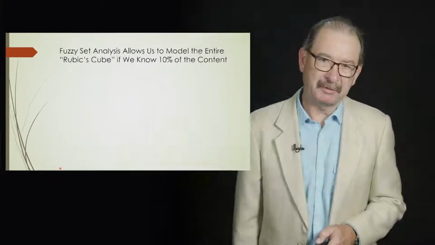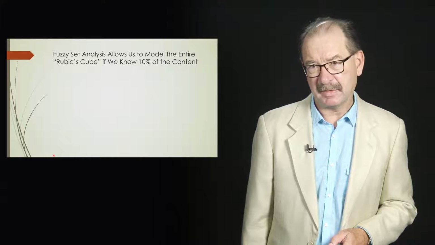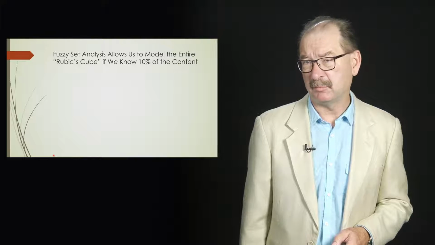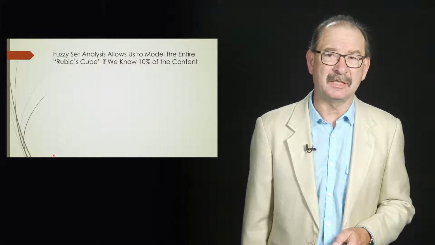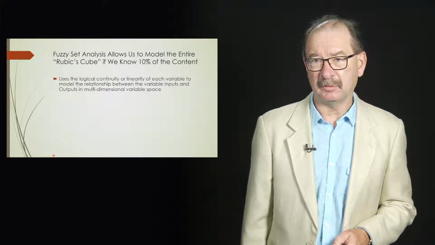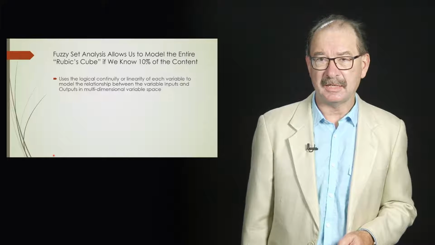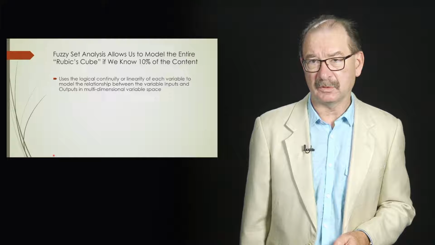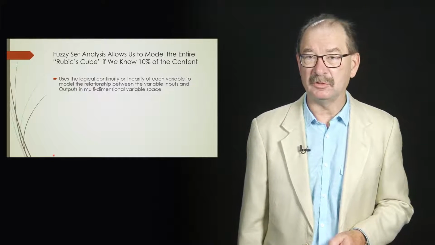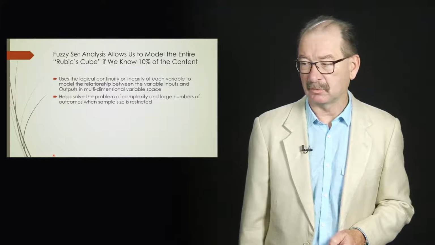So it's a little bit of review. As we said in the last lecture, the math of fuzzy set analysis allows us to measure data from about a 10% sample of all possible outcomes and then model the results. It relies on the fact that each variable or factor that composes the solutions has a linear or logical continuity to it, so it can model the space in between two points on that continuum that you might not have directly sampled.